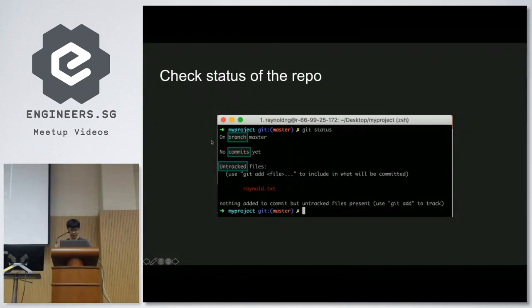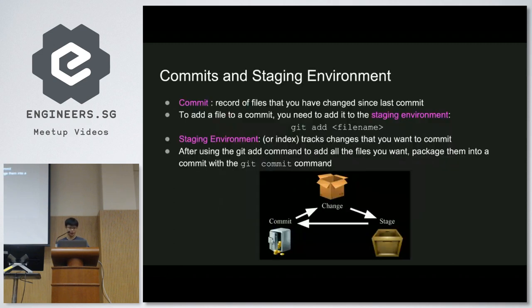Right, so we see a bunch of random terms fly out. We see things like branch, commits, untracked. All of this seems very foreign for now, but we'll run through them in turn. All right, so now this is a good segue into how Git works in a nutshell.